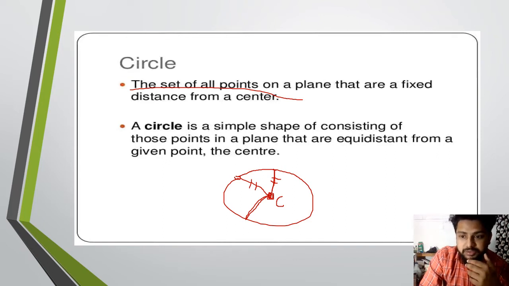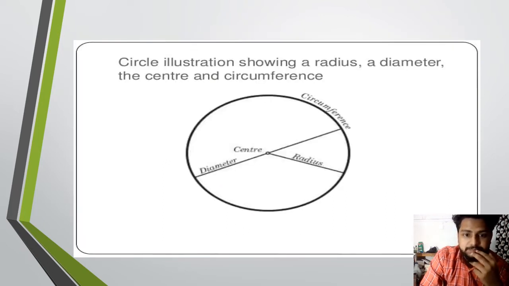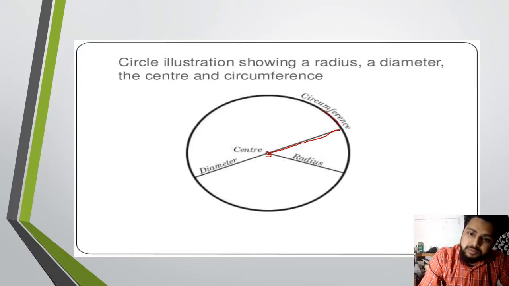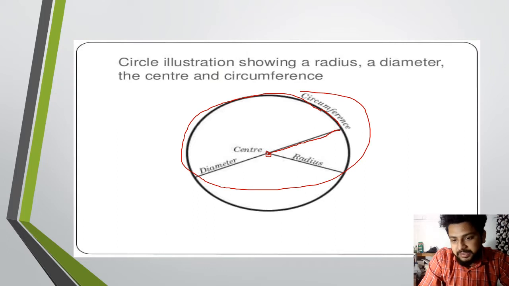Now we are moving to our next slide. This circle illustration shows the radius, diameter, and circumference. As I said in my previous slide, this point is called the center, and the points that are equidistant from the center, when we draw them, form the circumference. This is the perfect circle.